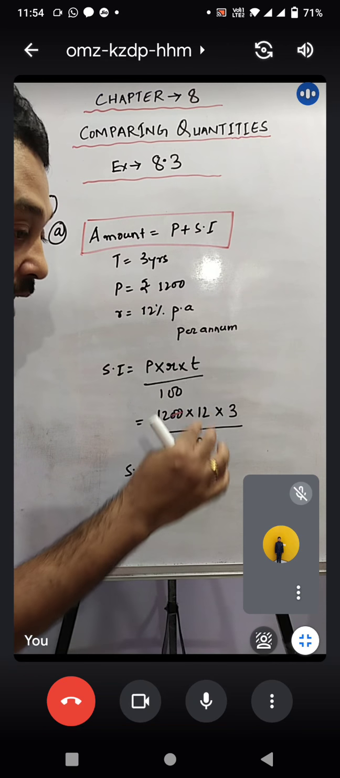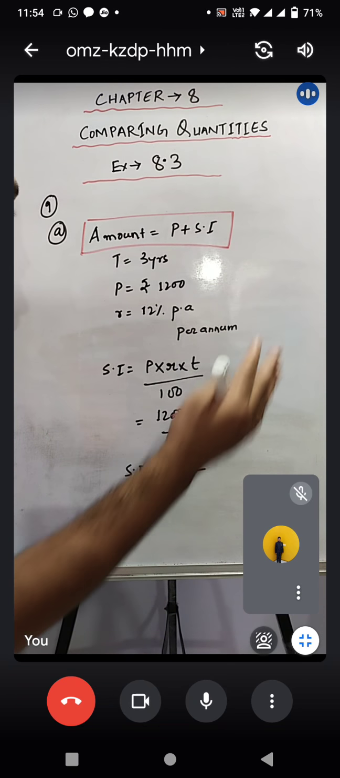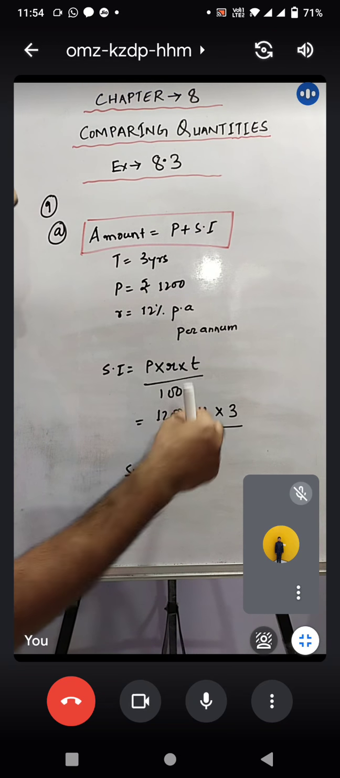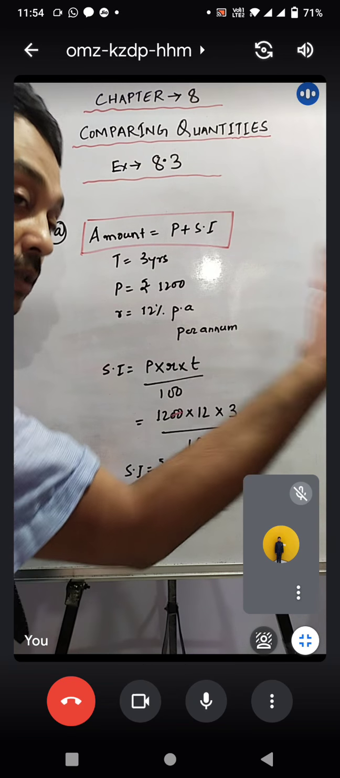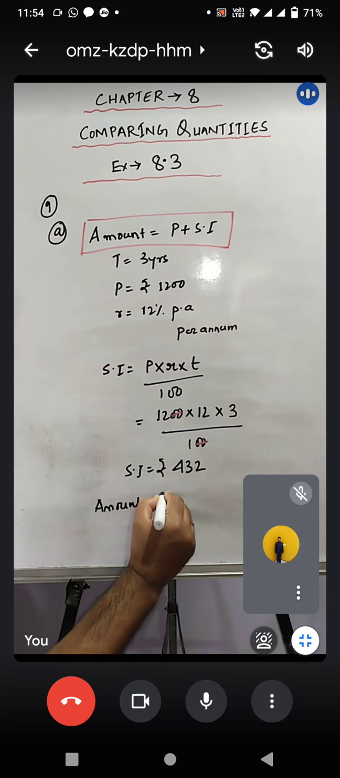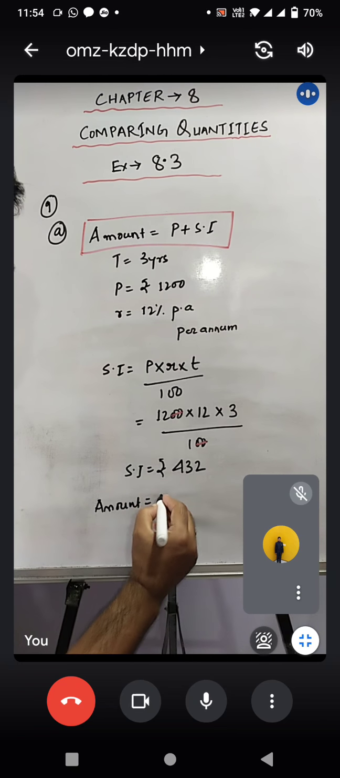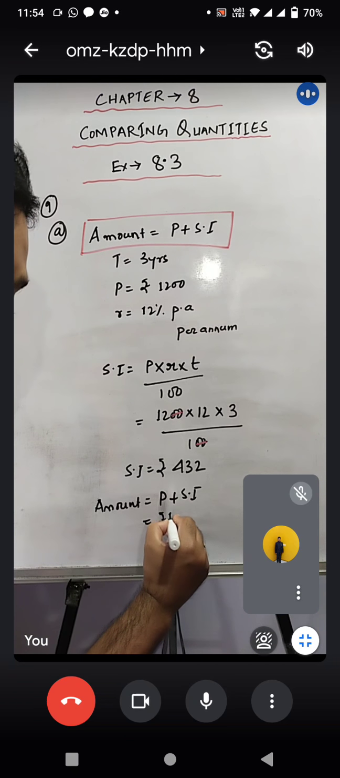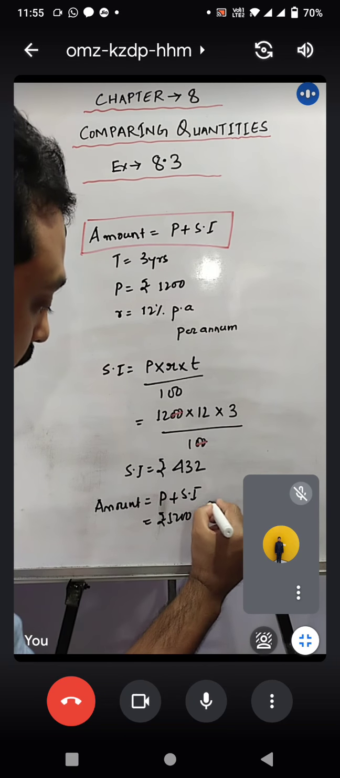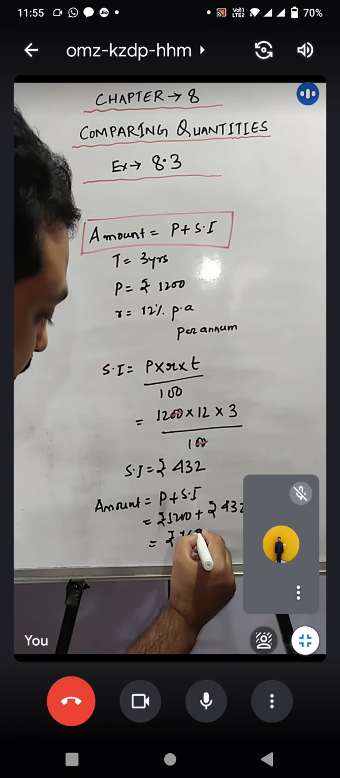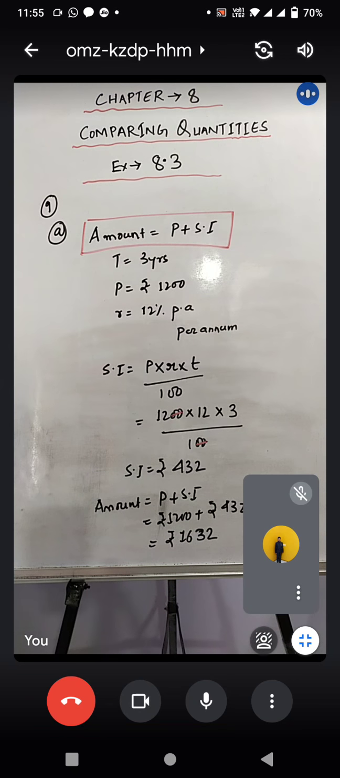This is the extra amount that a person has to pay to the bank or to any lender. Along with this, the 1200 also he has to pay, and 432 he will also pay. So what is the total amount that he is paying? Always write the formula: principal plus SI. Now principal is rupees 1200 and SI is rupees 432. So overall he is going to pay 1632 rupees. So this is the solution of sum number A.